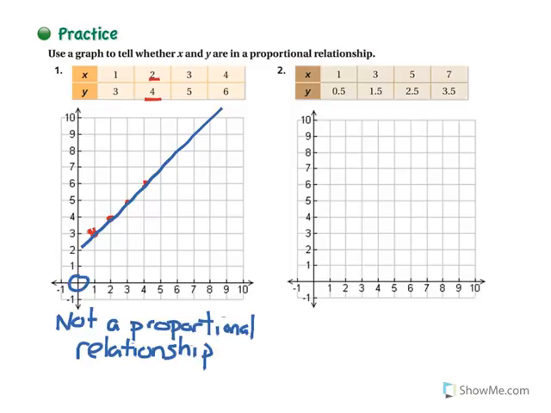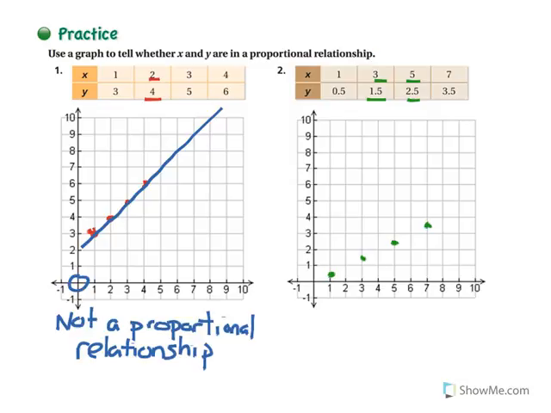For over here, for number 2, I go over 1, and then I go up 0.5. And then I go over 3, and I go up to 1.5, which is right here. Then I go over 5, and I go up 2.5. And then I go over 7, and I go to 3.5. So really what's happening, let me just show you something. It's going down 0.5 for every one that we move over.